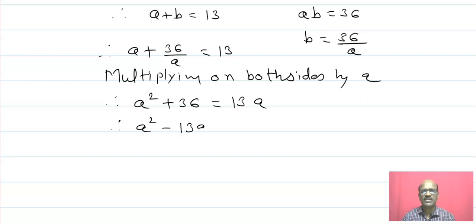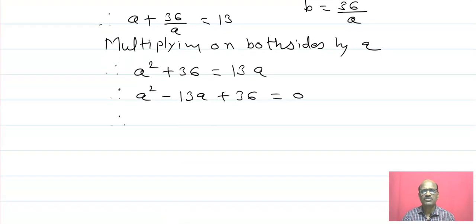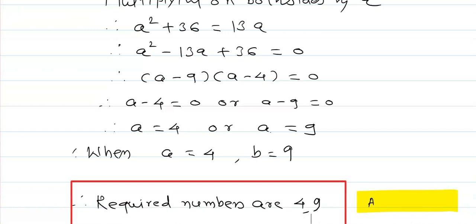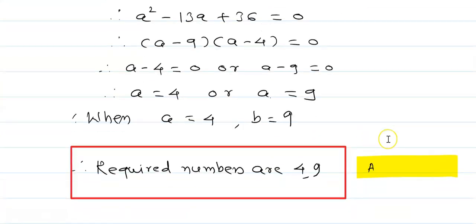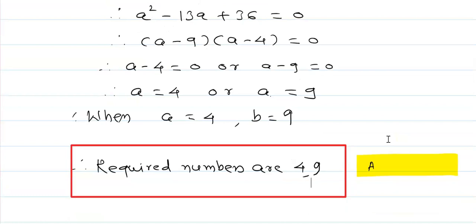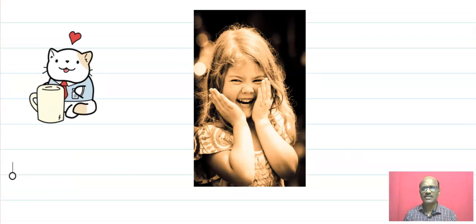Therefore A square minus 13A plus 36 is equal to 0, and the factors are 9 and 4. Therefore A minus 4 is equal to 0 or A minus 9 is equal to 0. Now, the required numbers are 4 and 9.